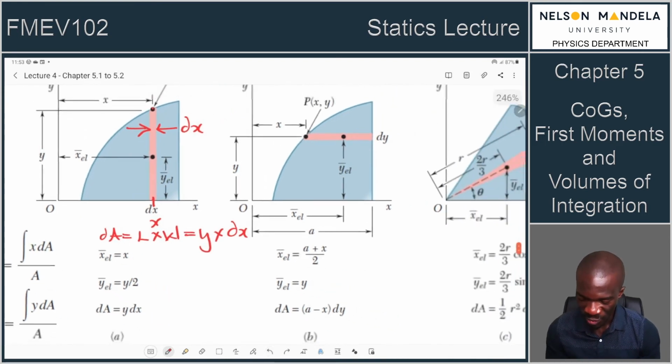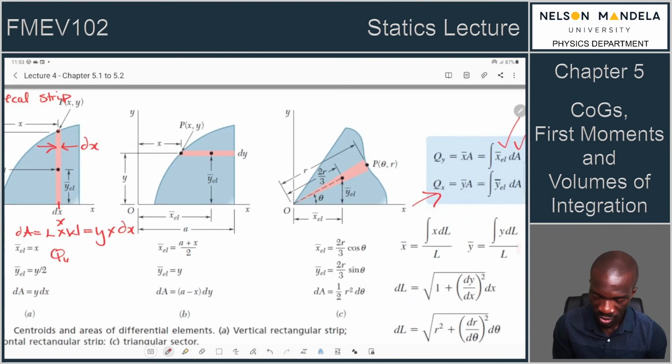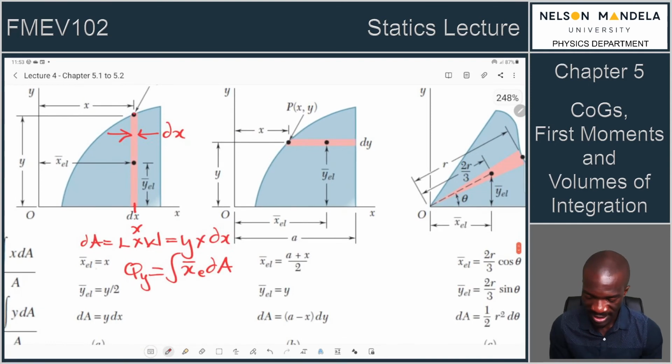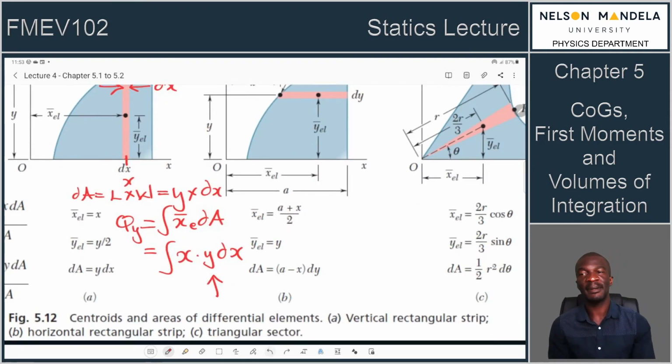Therefore, let's say you want to find qy. If you want to find qy, the equation is you are integrating x element dA. Since you have defined all the parameters of your strip, you're just plugging in. So that will be an integral of what? X element is actually an x variable. dA is y dx. So it's multiplied by y dx. What is this y? Because x dx, we are happy, we can integrate that. But what is this y?